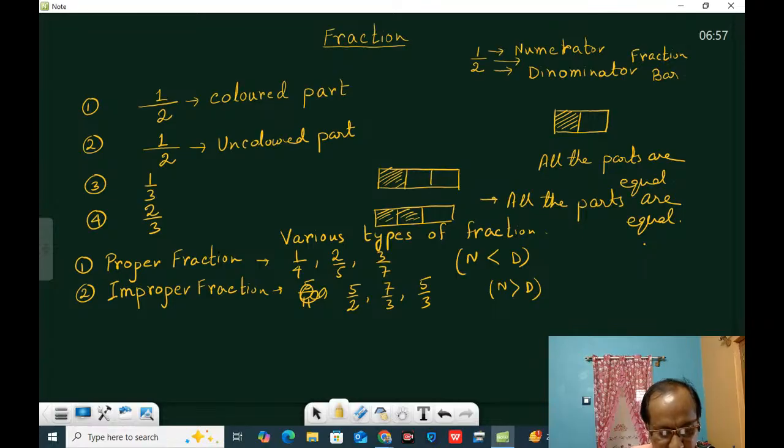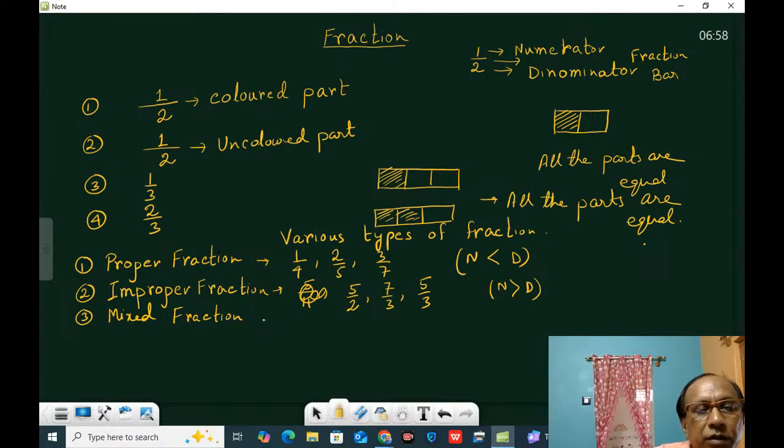In this way, we define all these types of fractions. Besides that, we have other types also that I am going to discuss with you. That was improper fractions, and now we have mixed fractions. Mixed fractions are those fractions in which we get a whole number and a proper fraction.